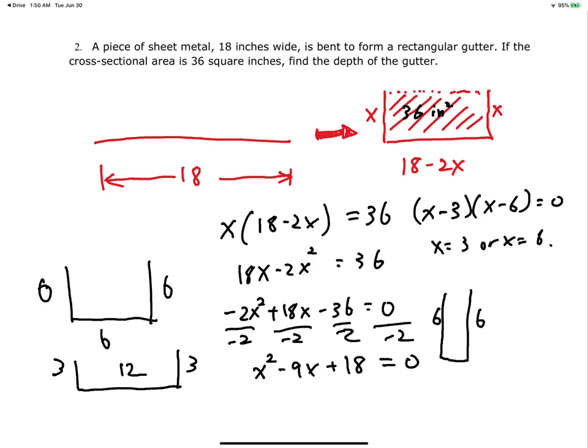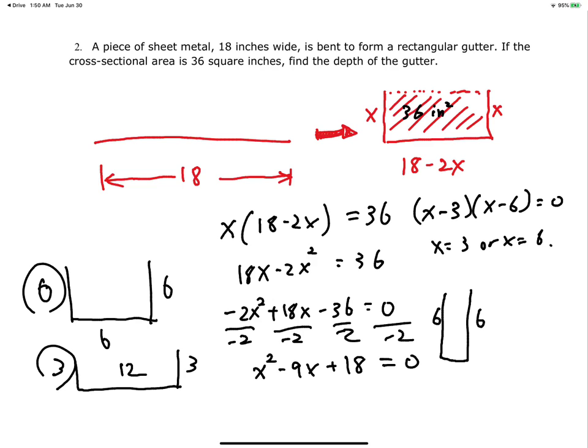But the thing is, realistically, a 12-inch wide gutter might be a little weird, at least not the one you put on a house. So in this case, we could have two choices: either a 6-inch depth or a 3-inch depth. Either one will probably work, depending on the application. This is one of the questions where you're going to have multiple answers.